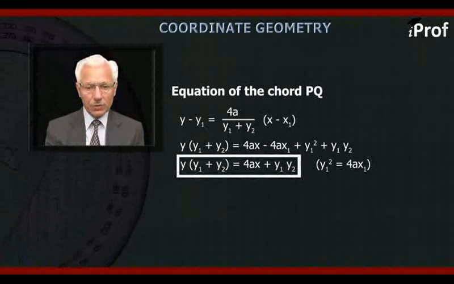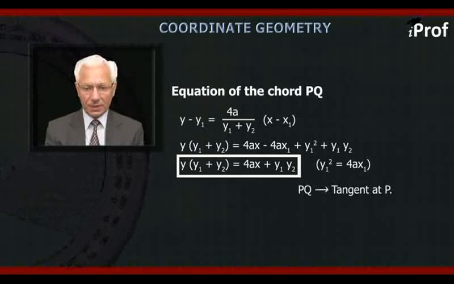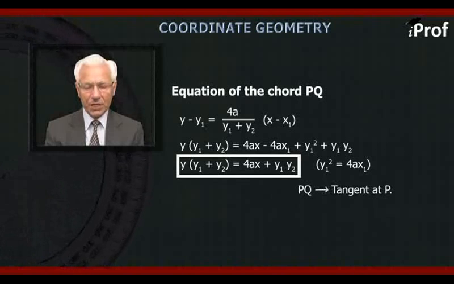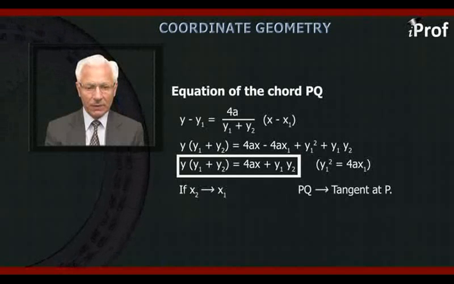It must be noted, if Q approaches P, the chord PQ becomes tangent at P. So the limiting case of chord PQ, PQ shrinking to zero, becomes tangent at P. That is, if x2 goes to x1, y2 goes to y1, it becomes the equation of the tangent. That is, the chord becomes the tangent.